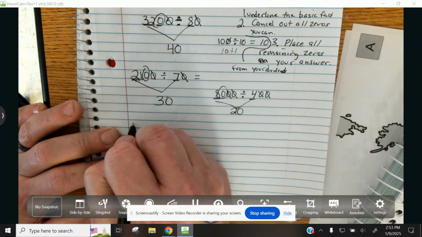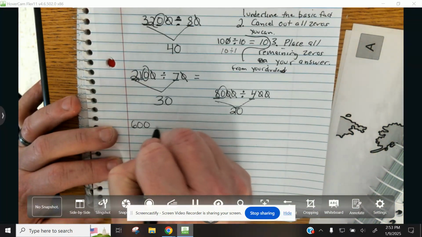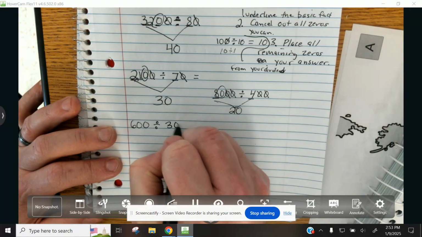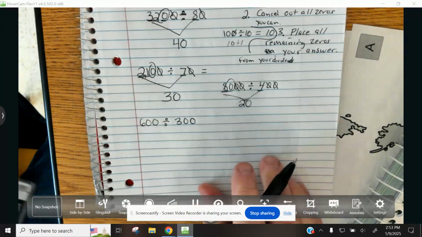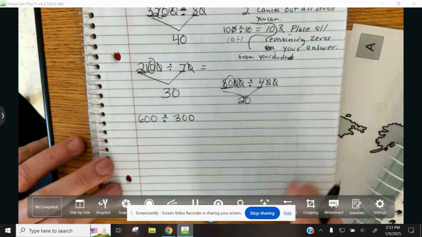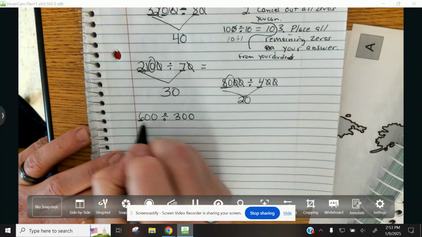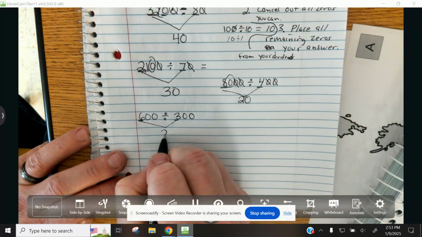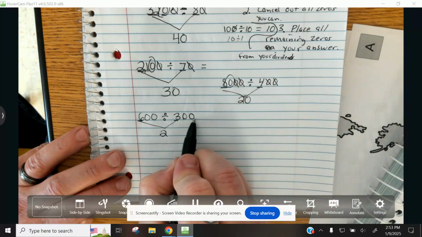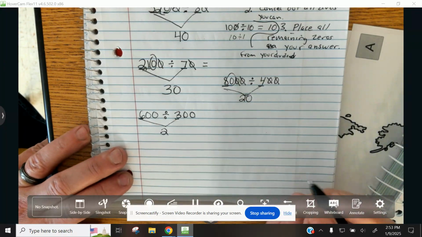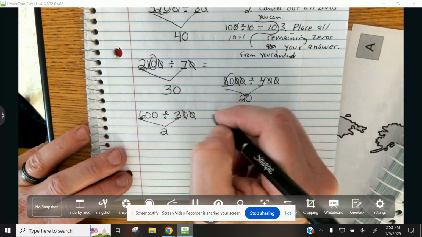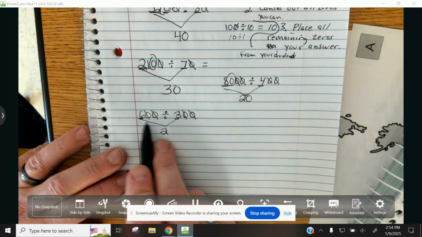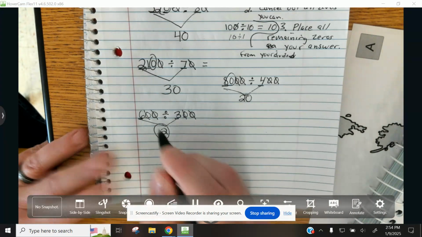Okay? What if I have 600 divided by 300? So again, kind of the same thing. Underline your basic fact. I make my caret to connect. 6 divided by 3 is 2. I have 2 zeros over here and 2 zeros over here. How many zeros cancel out? 2 over here, 2 over here. I have no zeros left, so my answer, 6 divided by 3, is 2. That's it.